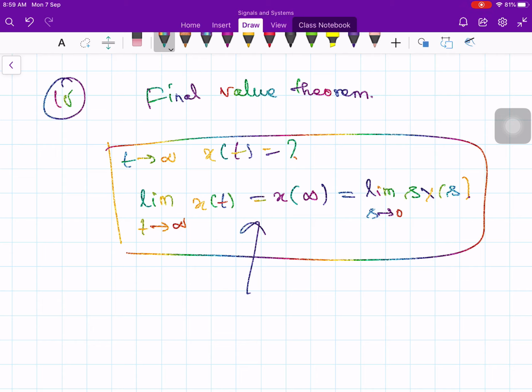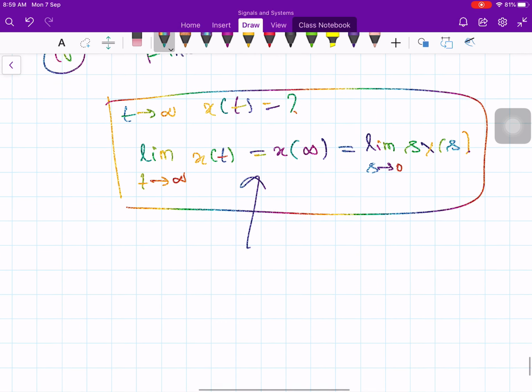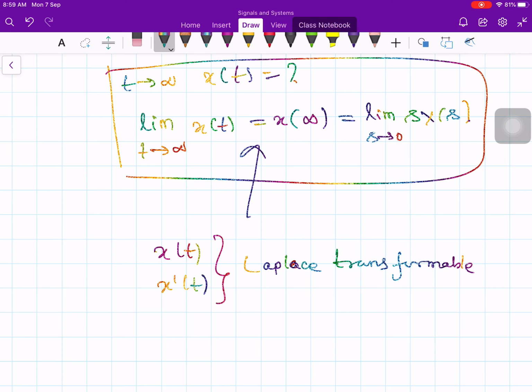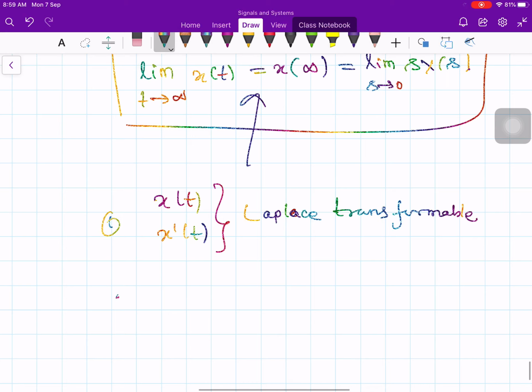Okay, there are certain conditions for the final value theorem before you apply this. First, x of t and x dash of t both are Laplace transformable. That is the first condition. And the second condition is s times x of s has no poles. When I take the example, these statements will be very clear.